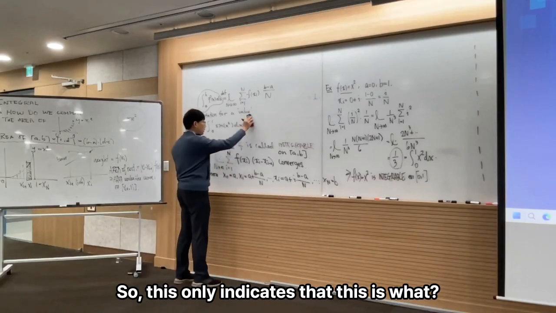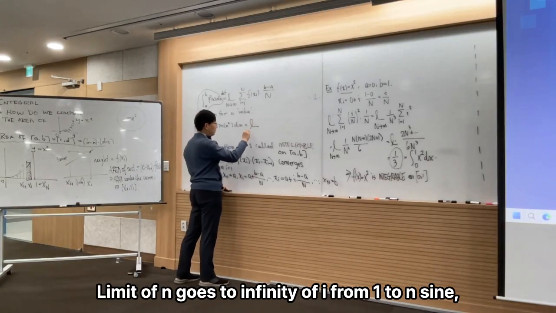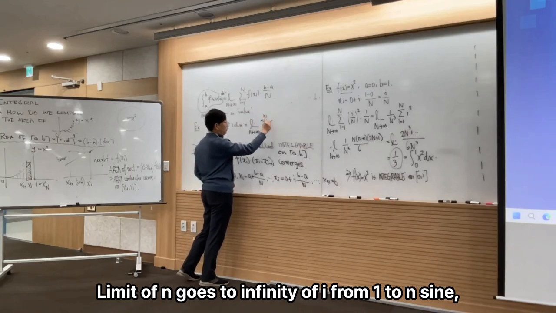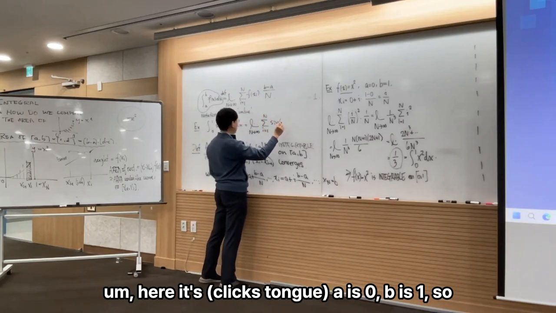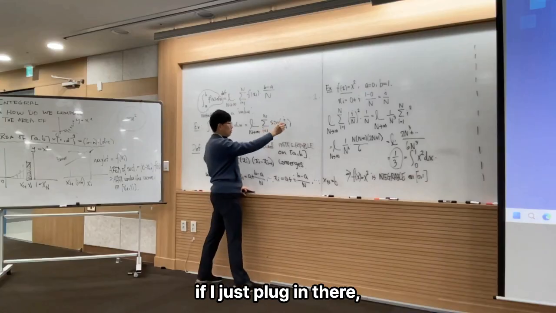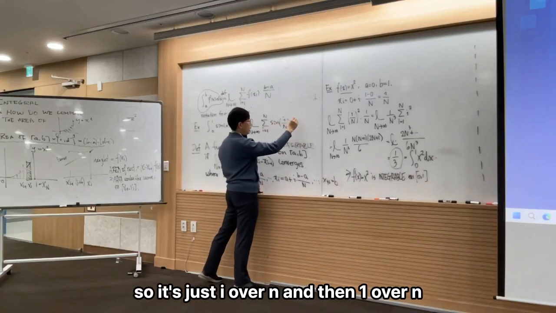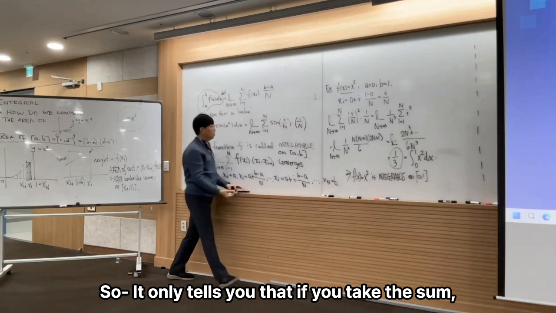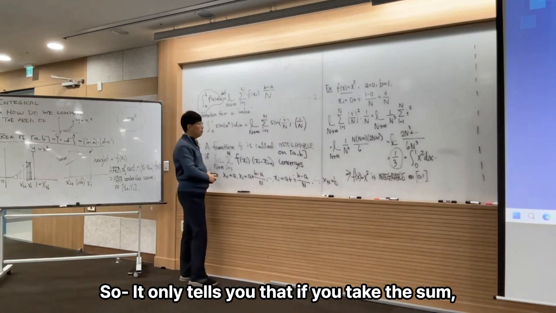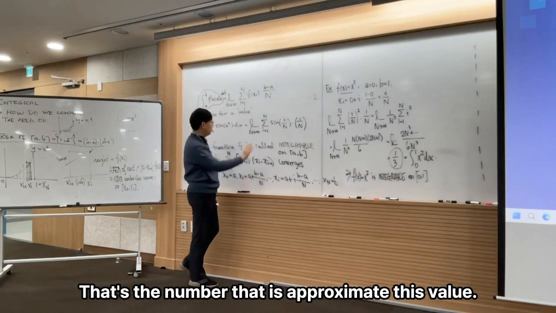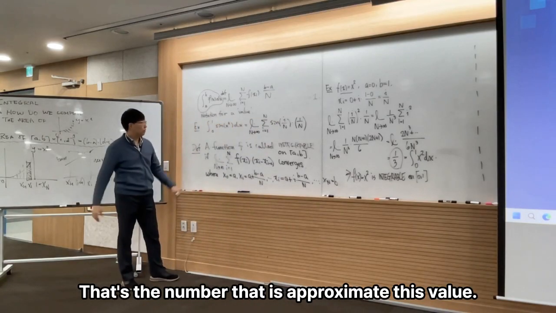So this only indicates what? The limit as n goes to infinity of the sum from i equals 1 to n of sine, where a is 0 and b is 1. If I just plug in there, it's just i over n, and then 1 over n. So it only tells you that if you take the sum, let's say n to be 10,000 or 100,000, you get some number, right? That's the number that approximates this value.